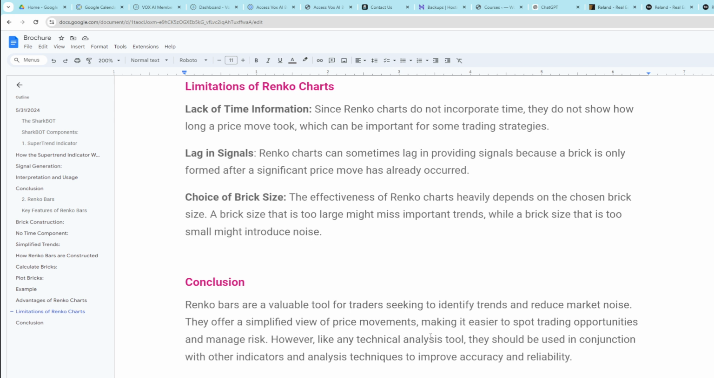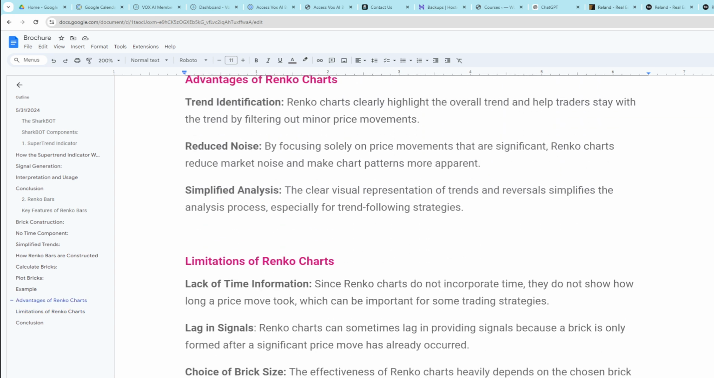Okay, so in conclusion, Renko bars are a valuable tool for traders seeking to identify trends and reduce market noise. They offer a simplified view of price movement, making it easier to spot trading opportunities and manage risk. However, like any other technical analysis tool, they should be used in conjunction with other indicators and analysis techniques to improve accuracy and reliability. So basically, those are the two components of the system.